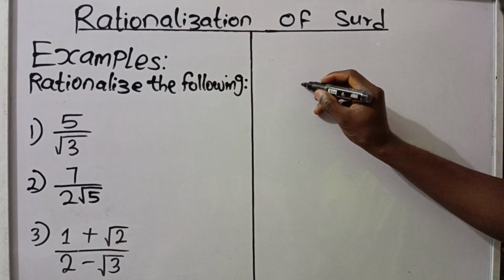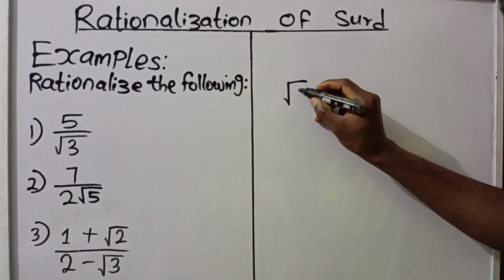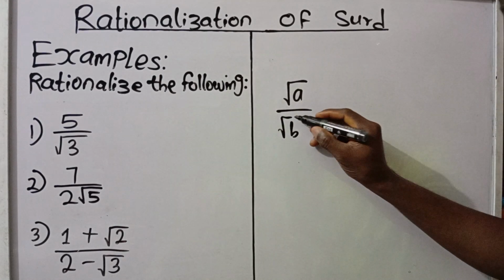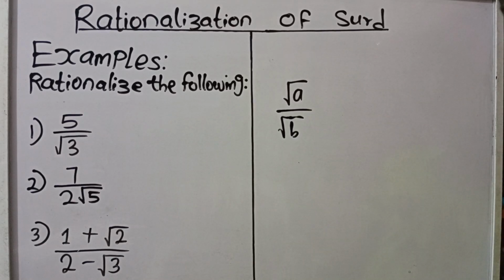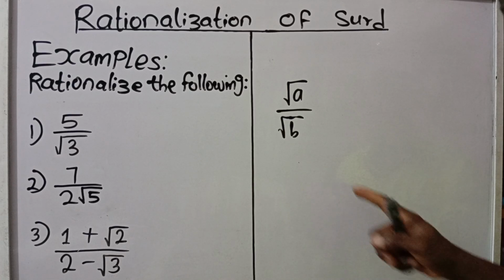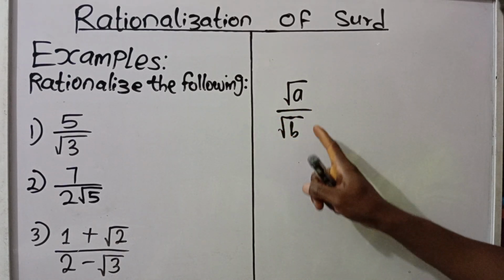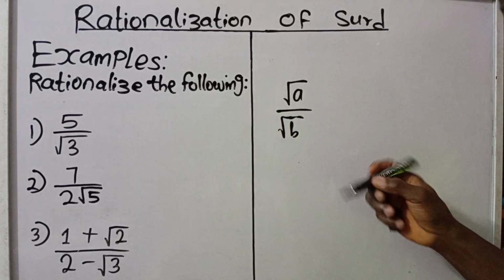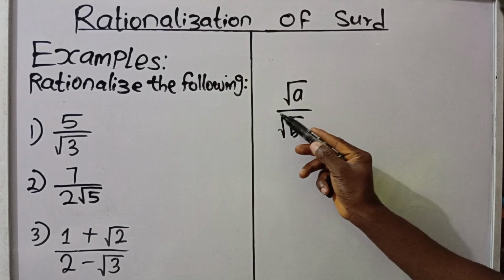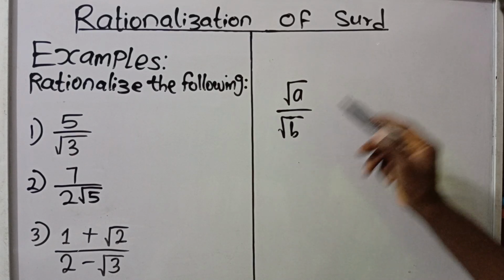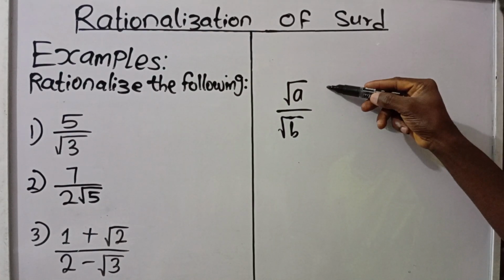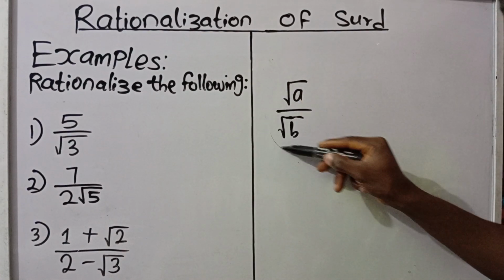For example, if I have root a over root b, how do I rationalize this? And why must I rationalize this particular question? I can only rationalize it when the denominator of that particular fraction has to do with a surd. So to rationalize it means that I'm going to be considering whatever I have in the denominator as a surd and use that particular number to multiply the up and down of that particular fraction.